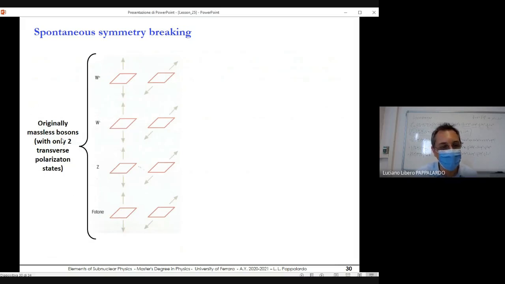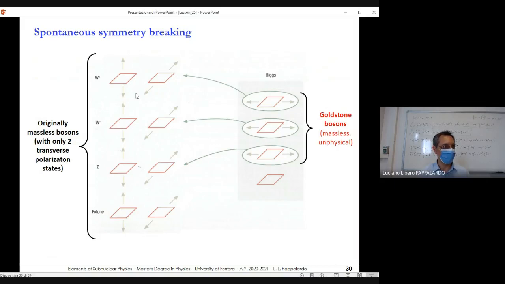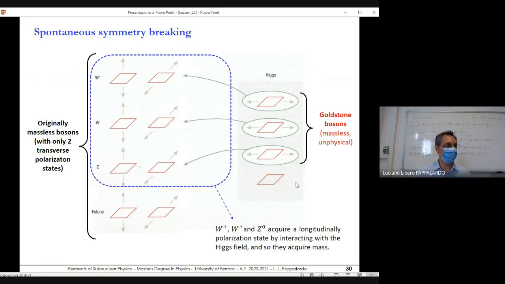So we started originally from four massless bosons, W plus, W minus, Z, and photon, which only have, as you see, only transverse polarization states. If these particles are moving along Z, they oscillate along X or Y. So they are massless and they move at the speed of light. Now, this object interacts with the Higgs field, which is made by four scalar bosons. Three of these scalar bosons are Goldstone, and so they provide the longitudinal degree of freedom to the W plus, W minus, and Z. So these guys now become massive because they acquire this additional polarization state.